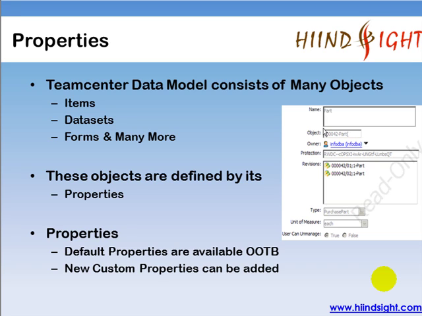Properties. Properties are used to define or add more meaning to Teamcenter objects. By now, we know that there are many types of objects in Teamcenter like items, datasets, forms, and many more. All these types of objects are defined by their own properties. Every object has many out-of-the-box properties, and while building a customer-specific data model, we can add additional custom properties to define new types of objects like new item types, new forms, and so on.